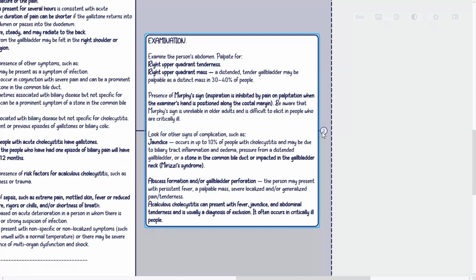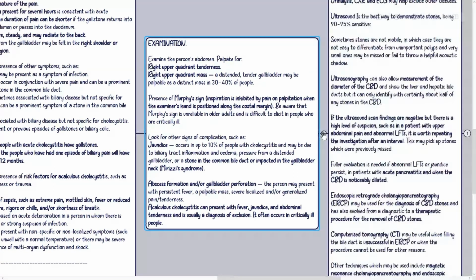The person may present with persistent fever, a palpable mass, severe localized and/or generalized pain and tenderness. Acalculous cholecystitis can present with fever, jaundice, and abdominal tenderness, and is usually a diagnosis of exclusion. It often occurs in critically ill people.